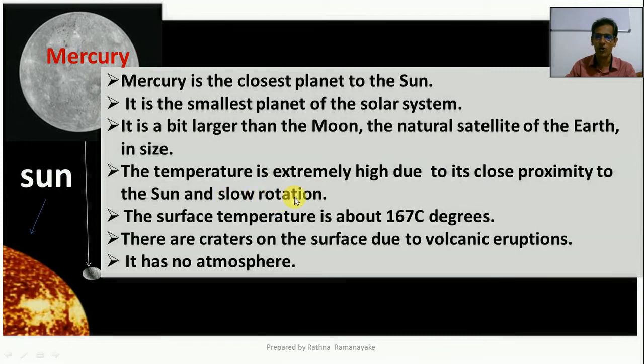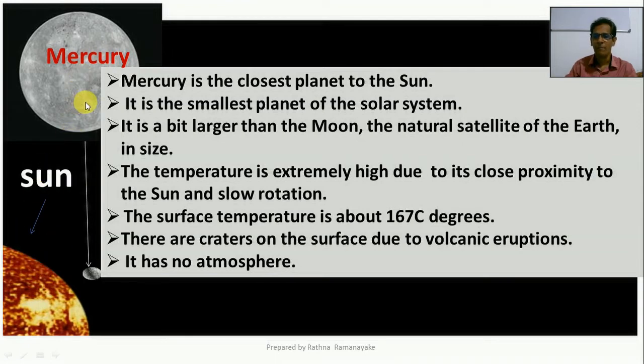Right? Slow rotation. Very slow rotation. The surface temperature is about 167 Celsius degrees. There are craters on the surface due to volcanic eruptions. It has no atmosphere. Now you know the special features of Mercury.